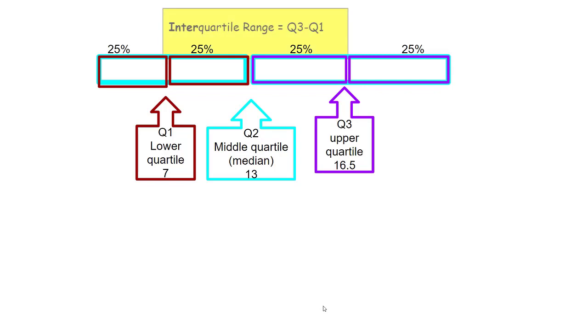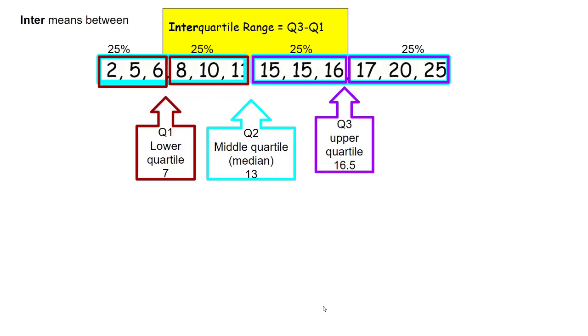Our goal is to take the inner, and remember when we find the range, it's the highest and lowest number of our data, but we're going to take the interquartile range, which is the inside part range, the 2 middle sections there. Inter means between. So Q3, the upper quartile, 16.5, subtract 7 would equal 9.5. My interquartile range is 9.5.